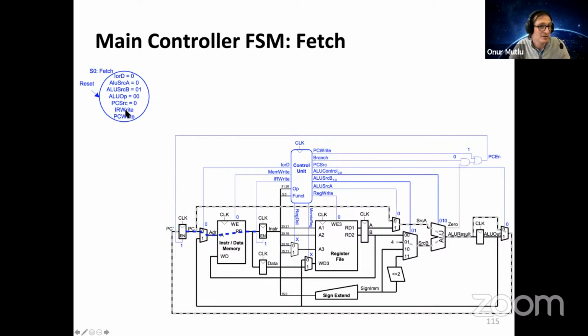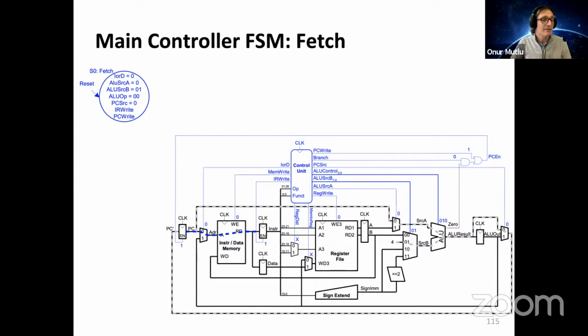So I think I've said all the control signals. Basically, we need to be able to read from memory and also increment the PC. And these are the control signals that are needed to be able to do that. And this is the idea of microprogramming, essentially. Each state is microprogrammed by setting the control signals accordingly.